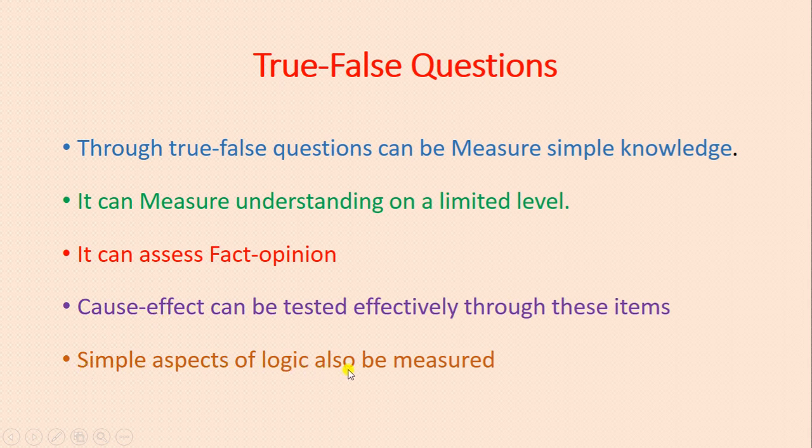Simple aspects of logic can also be measured. If there are simple, rational and reasonable things, they can be measured through true false items, and these are the simple form of objective type test items.